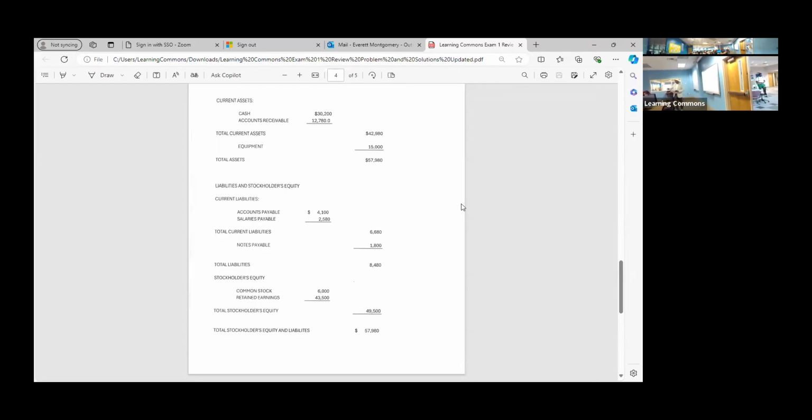Your accounting equation said assets has to equal what? Liabilities plus stockholders' equity. That's what your balance sheet is doing. It's balancing out, and that's how you know you balance. If this doesn't balance, you have to go back and figure out what you did wrong.